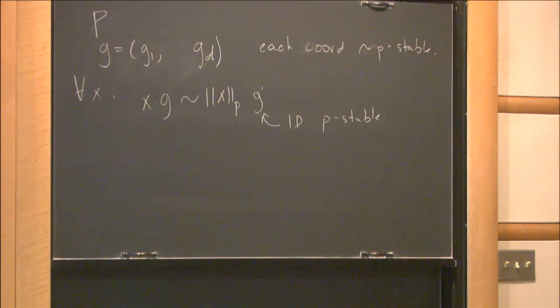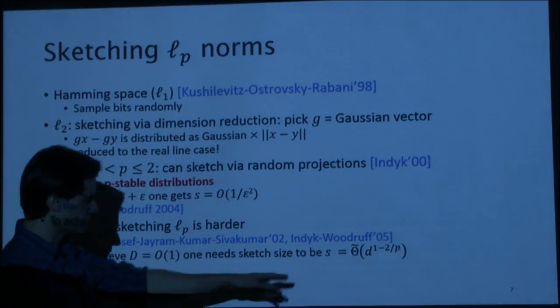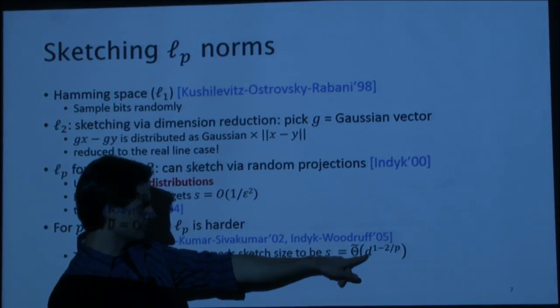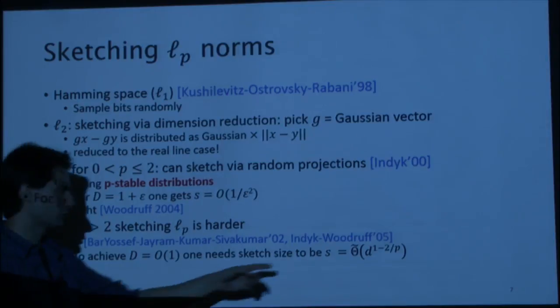And this is tight, first of all. If we fix the approximation to be 1 plus epsilon, then the sketch has to be around 1 over epsilon squared. For p bigger than 2, sketching L_p is harder. This follows from beautiful work by Bar-Yossef, Jayram, Kumar, Sivakumar, as well as by Indyk and Woodruff. Just to state the result, for constant approximation, the sketch size is about d, the dimension, to the power 1 minus 2 divided by p. So for p bigger than 2, this is some polynomial in the dimension.